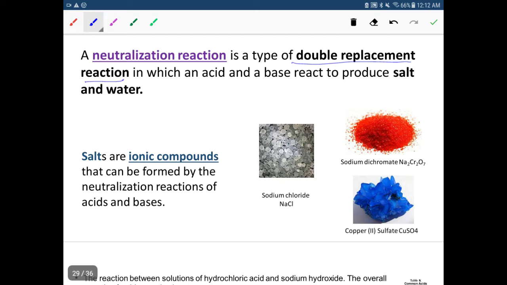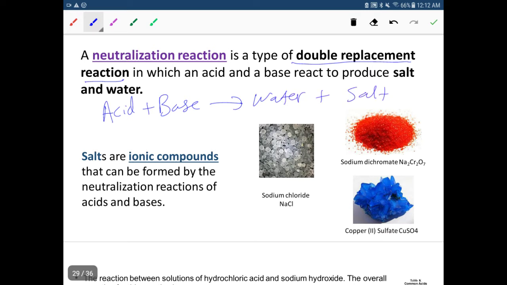Alright, so a neutralization reaction is going to be between an acid and a base, and the products are always going to be salt and water. So it's going to be acid plus base producing always water plus salt.